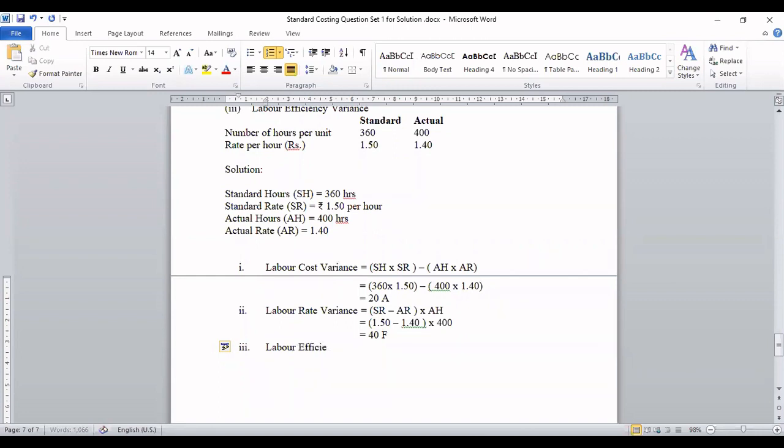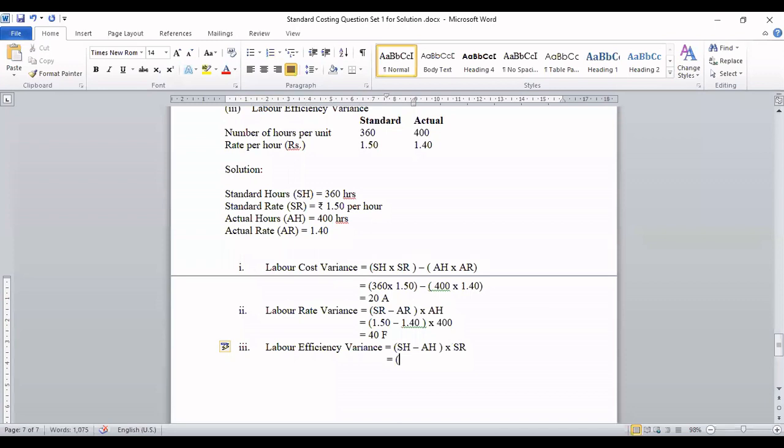Labor efficiency variance. So now tell me the formula. Standard hours minus actual hours, into standard rate. See here, efficiency means we want to know how efficient our labor is and where we have lagged. Standard hours minus actual hours into standard rate. Very good. So now replace the values.